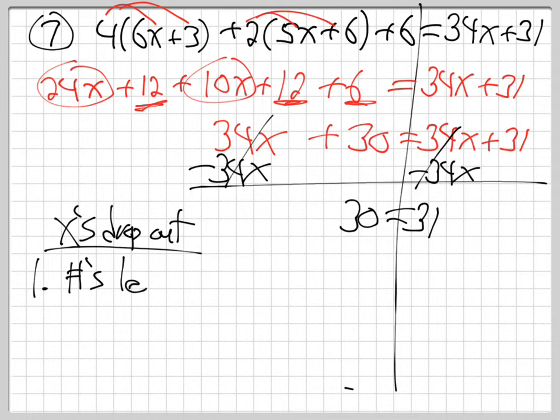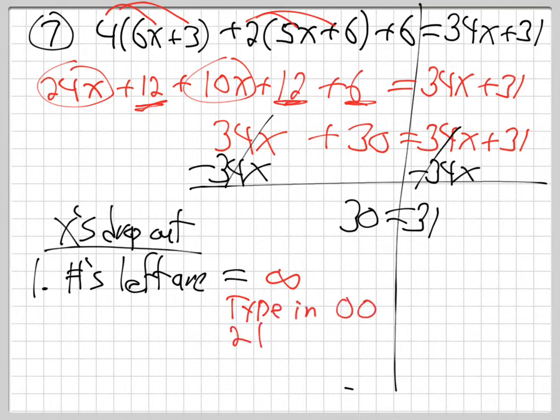Well, when the x's drop out, there's two possibilities. If the numbers left are equal, then they want you to say infinity, which you type in 2 O's. The way to type it into the system for infinity is you type in 2 letter O's, not the number 0, but 2 letter O's. That's how you make infinity. And that means there's infinite solutions, but that's not our case, right?